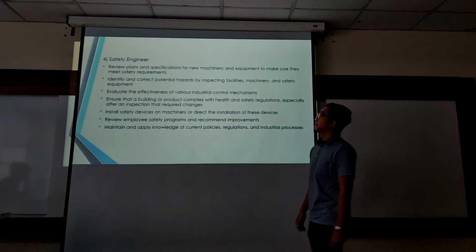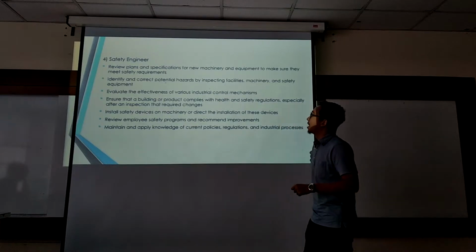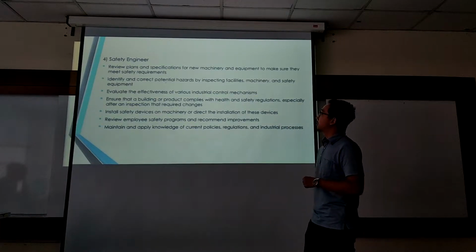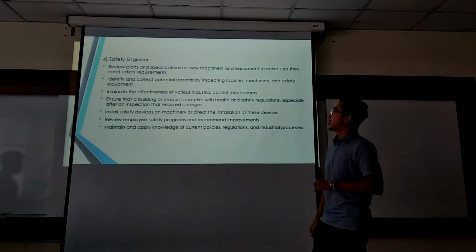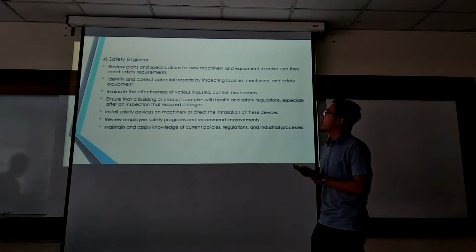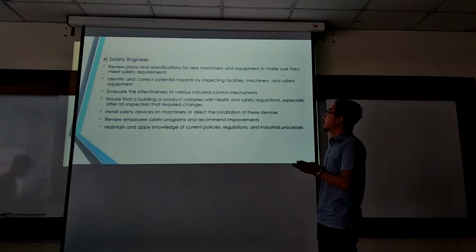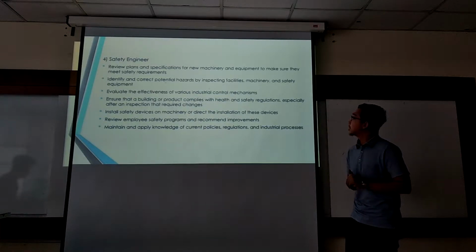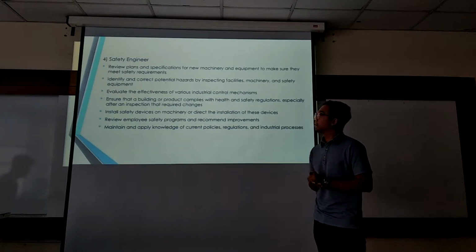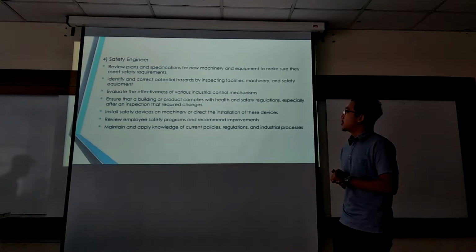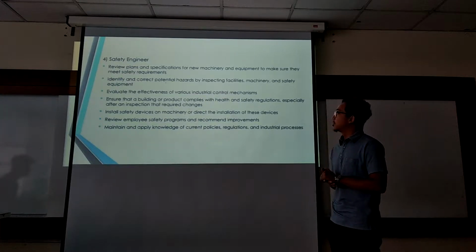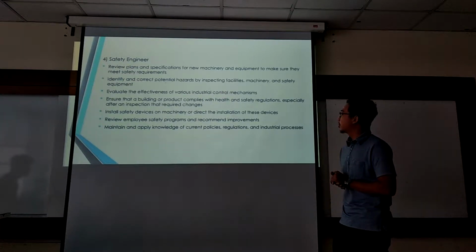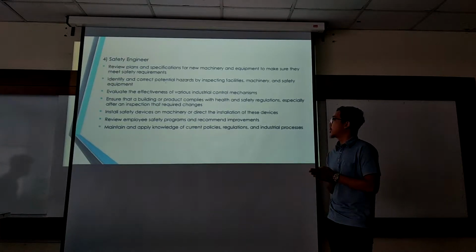So next, for the safety engineer, that is me. I will review plans and specifications for new machinery and equipment to make sure they meet the safety requirements. Then I will identify and correct potential hazards by inspecting facilities, machinery, and safety equipment. And then I will evaluate the effectiveness of various industrial control mechanisms and ensure that a building or product complies with health and safety regulations.